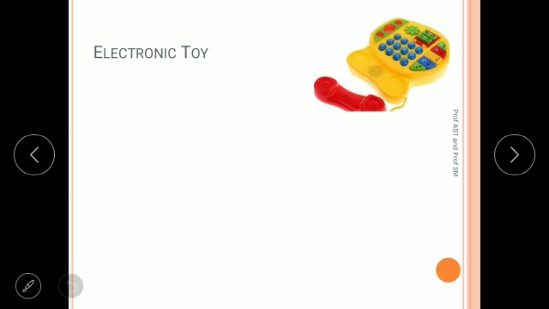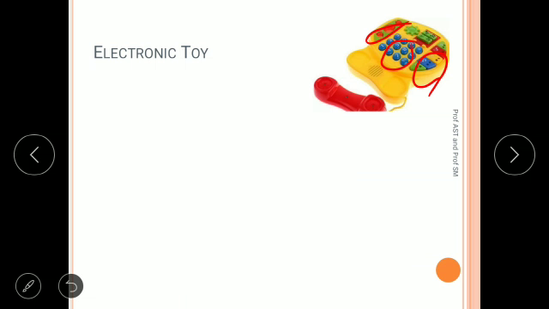Now let me take an example of an electronic toy. I will take the electronic telephone used by most small kids. Here you can see we will have very limited applications. There are few keys on this. Here also, and here also, we have a limited amount of keys.